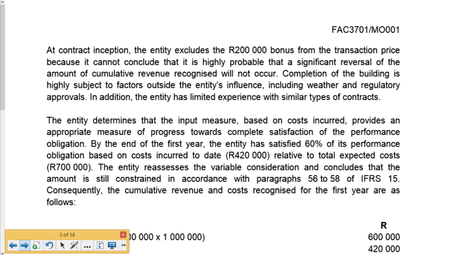At contract inception, the entity will exclude the 200,000 rand bonus from the price because it cannot conclude that it's highly probable that a significant reversal will not occur. We're looking at probable. If it's not probable that we won't have to give the money back if we get it, then we don't put it in. Completion of the building is highly subject to factors outside of the entity's influence, including weather and regulatory approvals. So things like getting approval for the building to start from the councils. Things like weather affect the ability to finish on time. So we don't believe that it's highly probable that the revenue won't have to reverse.